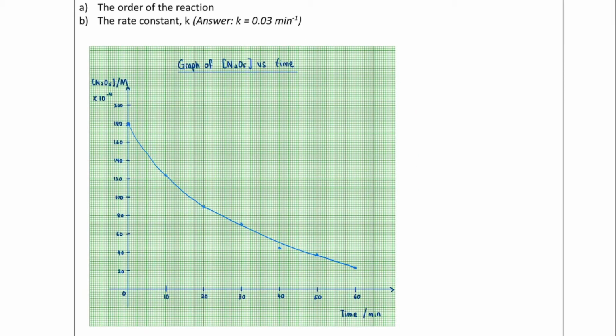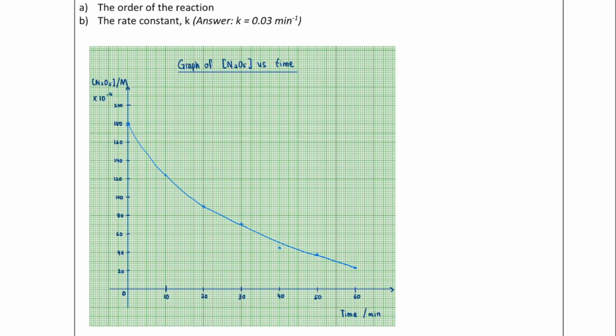So let us have a look at an example. In this example, N2O5 decomposed to NO2 and O2, and the data given ada dekat sini. As you can see, time here is in minutes, and the concentration of N2O5 ada exponent -4. That means, let's say for this example, the concentration of N2O5 is 180 exponent -4 molar. When you do your calculation, don't forget to include exponent -4 in your calculation.